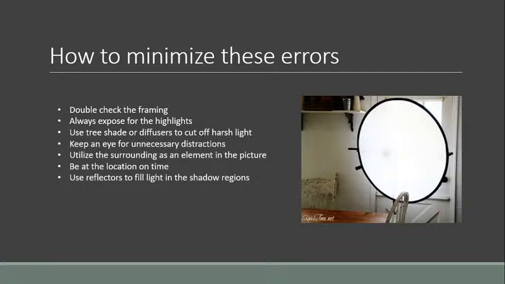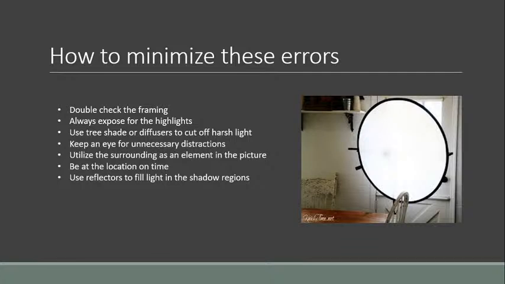So finally, always double check the framing, always expose for the highlights, use tree shade or a diffuser to cut off the harsh light, and if there are unnecessary distractions, try removing them during the framing of the shots, or you can do it in Photoshop and post processing. And try to utilize the surrounding elements in the pictures, because they can give much more depth to the image and many different kinds of shots you can take. Be at the location on time because you don't want to miss the light which you want to actually capture.